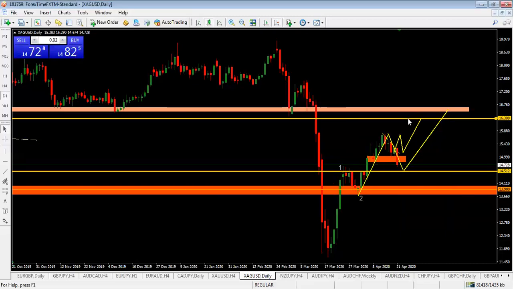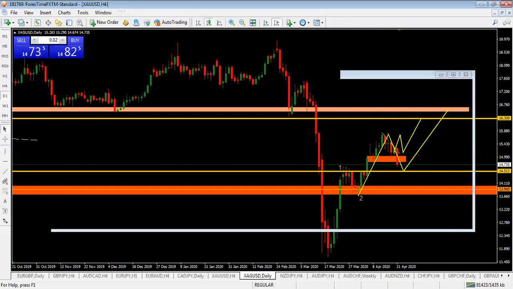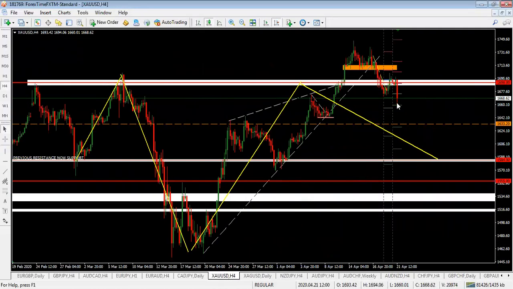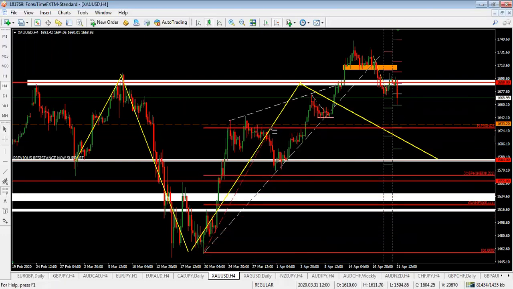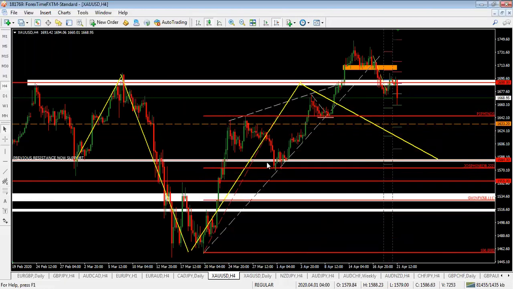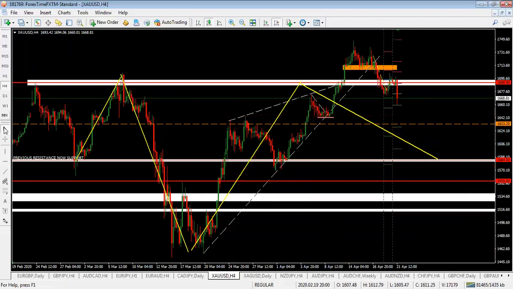All right, the next we're going to evaluate, to see what structure we have, will be the gold. We have a similar structure here in gold. We have this to be our one, but here we're not looking at this being identical with silver. So we are looking at a deeper pullback in gold. Why are we looking at that? Because during the push to the upside, at 1 to 2, we had a retracement of the 38.2, and by the law of alternation, we have a deeper retracement after the shallow retracement.